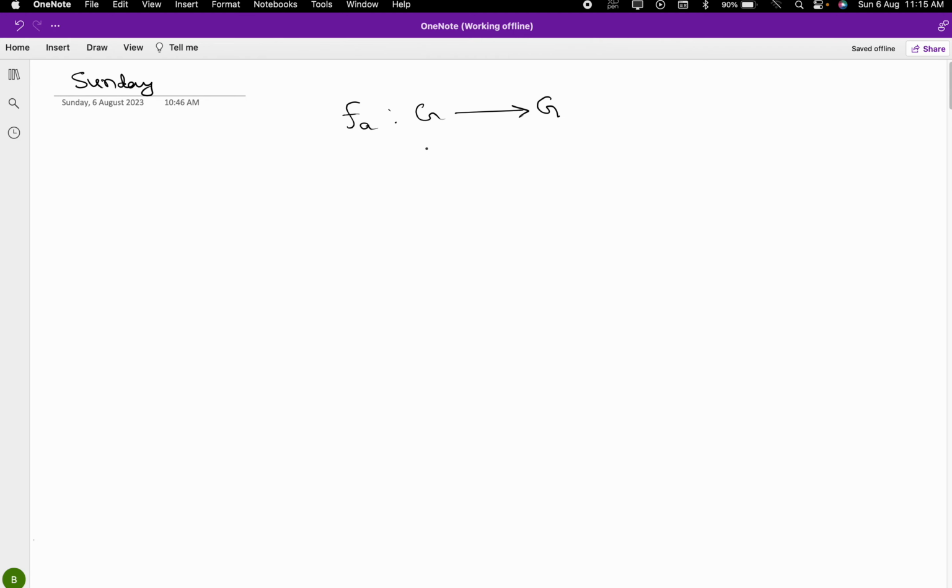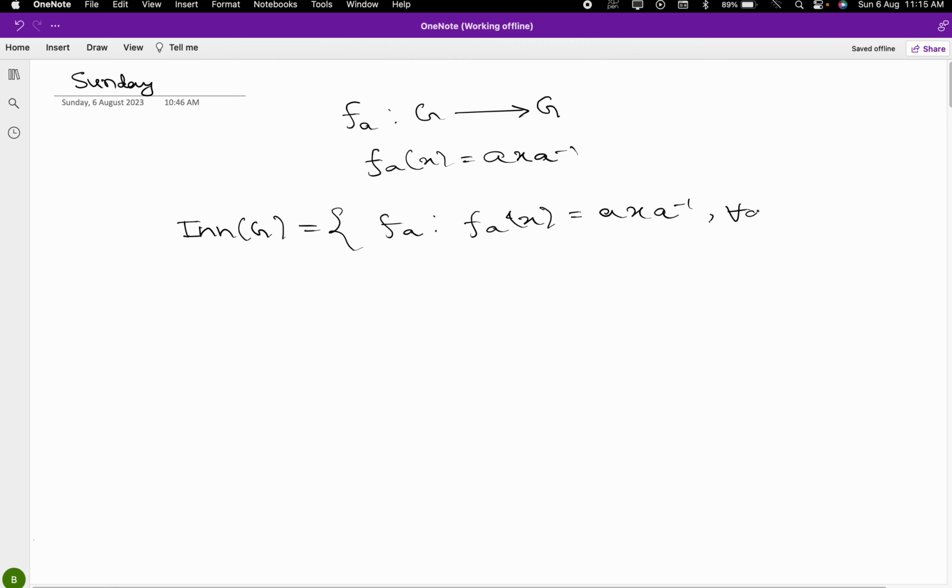I am defining f_a in such a way that f_a at any element x gives us a x a inverse. Check that this map is a well-defined map. I am defining another set, not a group, denoted by Inn(G). This is called the inner automorphisms of G. It consists of all those f_a such that f_a of x, at any point x in the group G, gives a x a inverse, for all a inside the group G. This is called an inner automorphism.